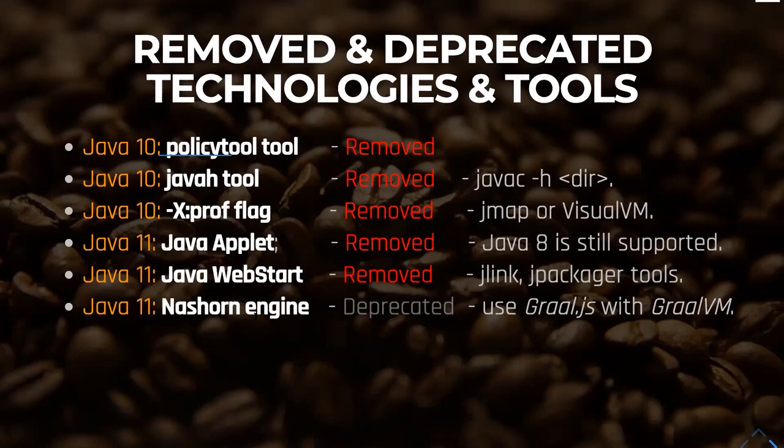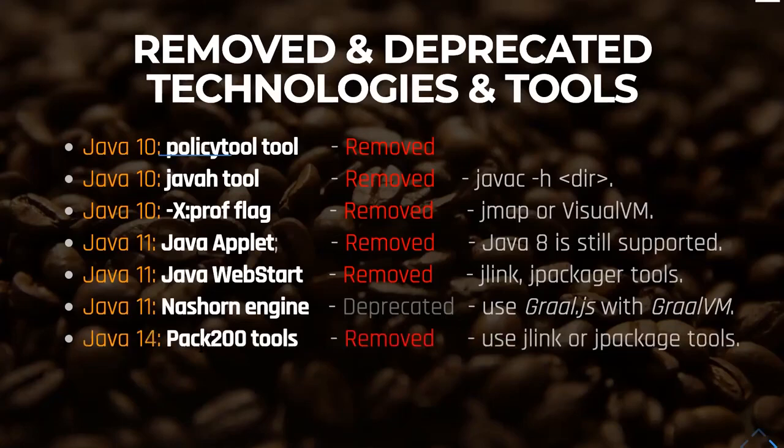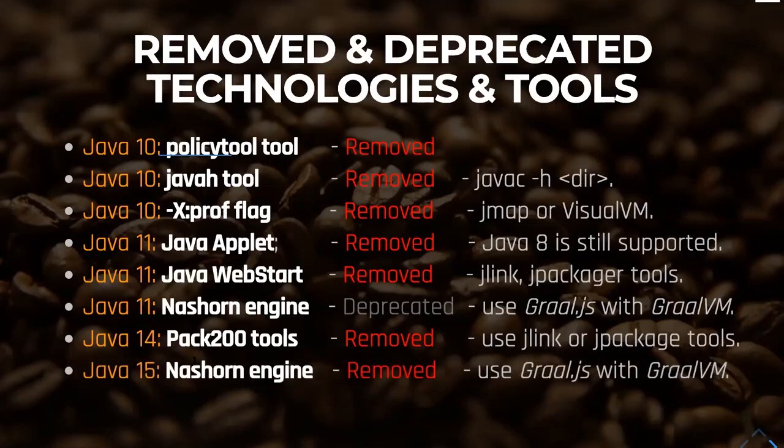The Nashorn engine, which was introduced in JDK 8, was deprecated in favor of Graal.js with GraalVM. The way that we package jar files is also removed, so you can use jlink and the jpackager tool. And you have to know that since Java 15, we have removed the Nashorn engine completely. So you can only use the JavaScript supported inside your JVM if you'd like, using Graal.js with GraalVM.